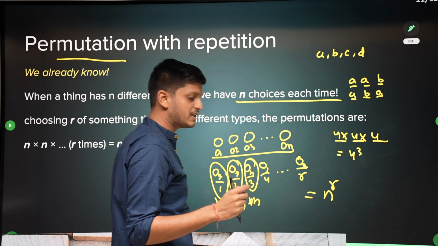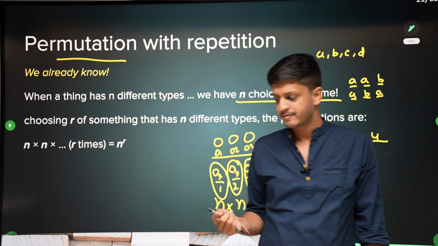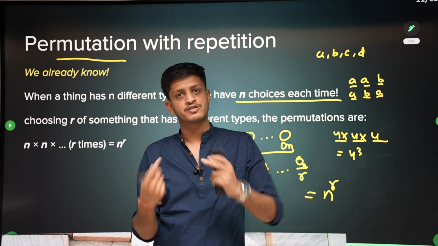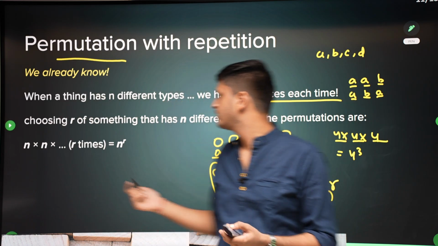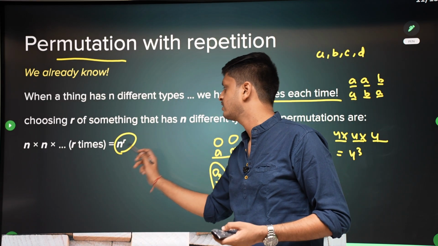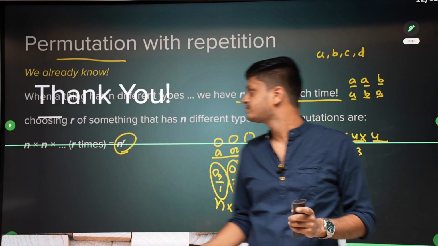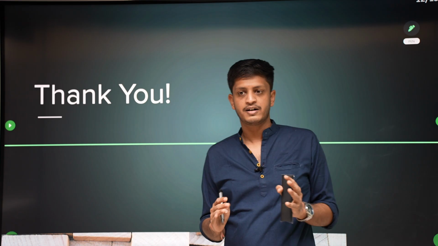So permutation with repetition is a very simple problem. If you have n objects and you have to fill r places, you have n options for each, so it becomes n to the power r. In combination it was n plus r minus 1 choose n minus 1. Cool. I hope you got it.